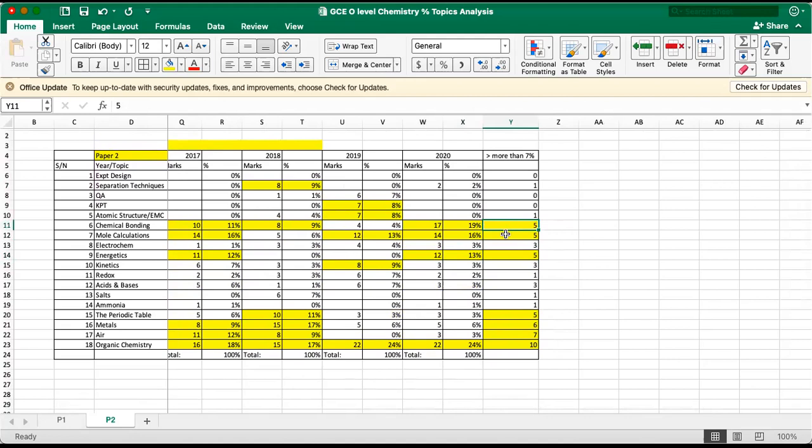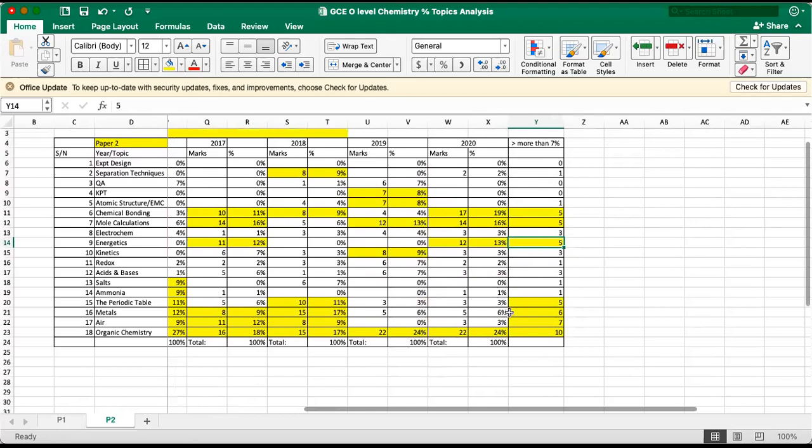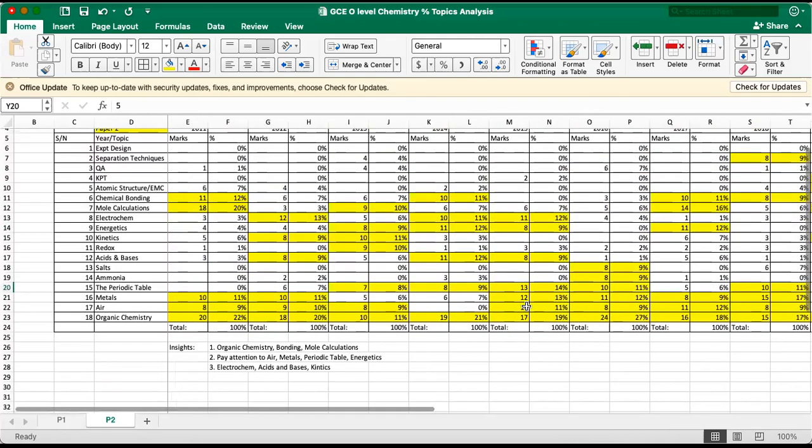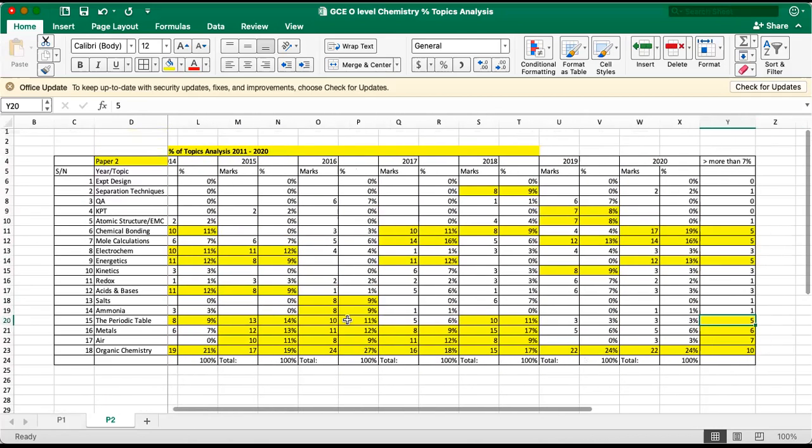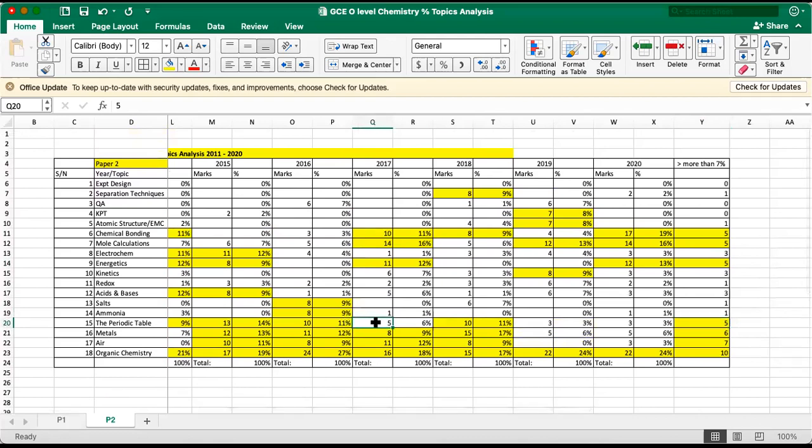Other than chemical bonding, mole concept and energetics, other topics to pay attention to are the last four here. Of course, organic chem, I shall not talk about it. It will be periodic table. Over the years, especially from 2013 to 2016, quite a high percentage of questions were asked from this topic. Then it dropped a bit in 2017, came back again in 2018, and then you don't see much in the last 2 years. So there is a high possibility that this year, 2021, there will be quite a number of marks for periodic table. Again, I don't want to speculate. I'm just looking at the trend. It seems to be like that.